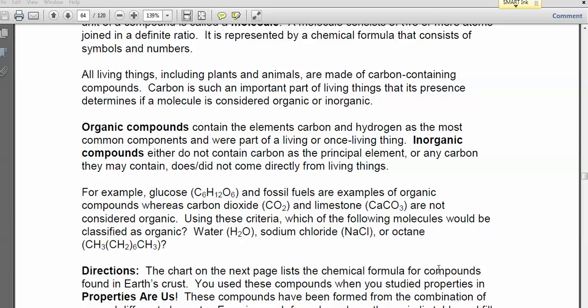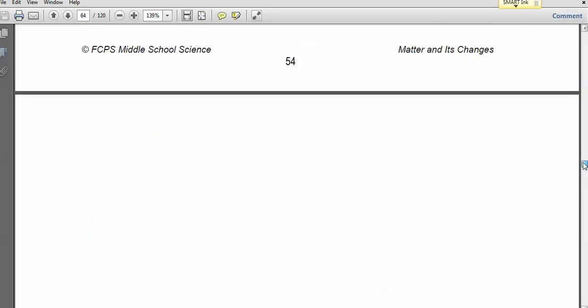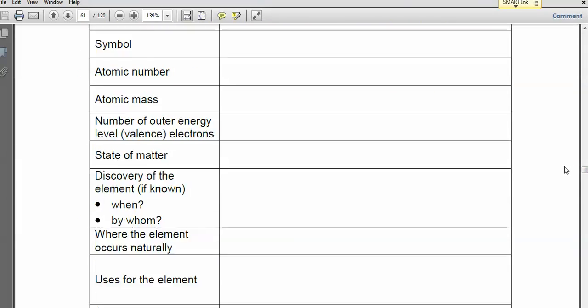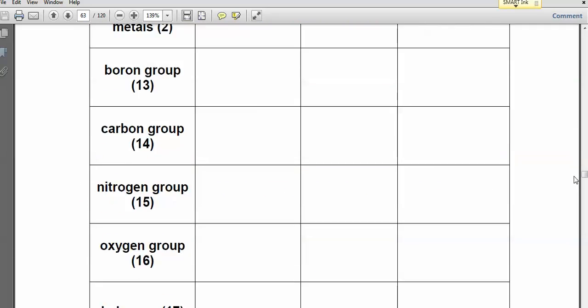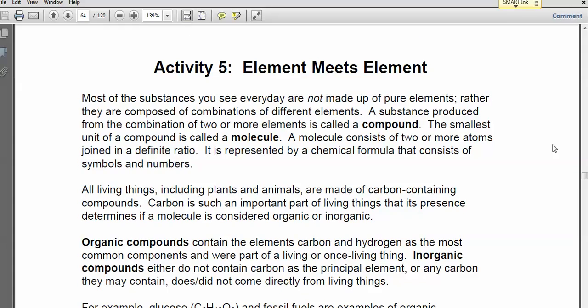And I'm just going to talk to you a little bit about compounds and elements and the difference between them. Now, you should have already read this activity that is up on the screen here. So it's Activity 5. Let me get to it here. And this is what it should look like. Activity 5, Element Meets Element.